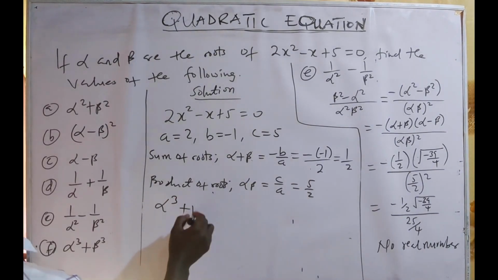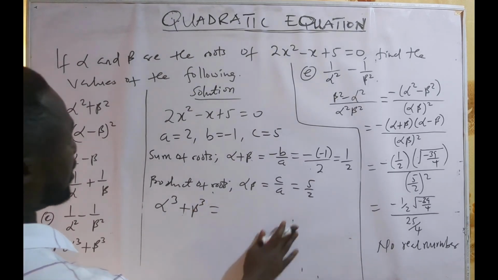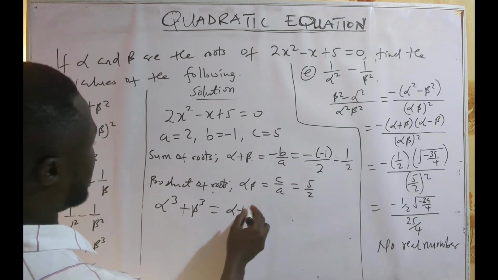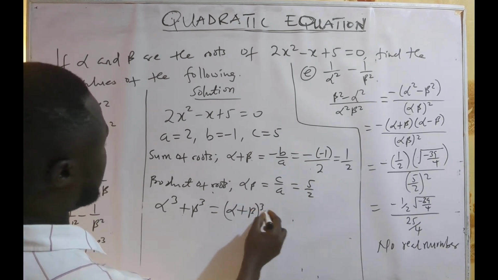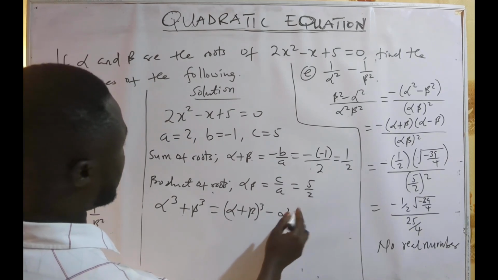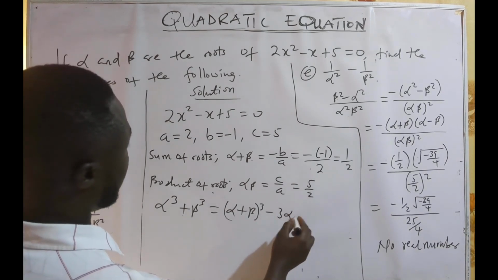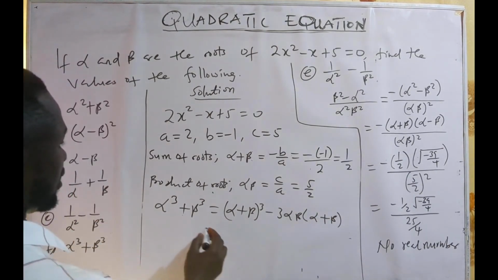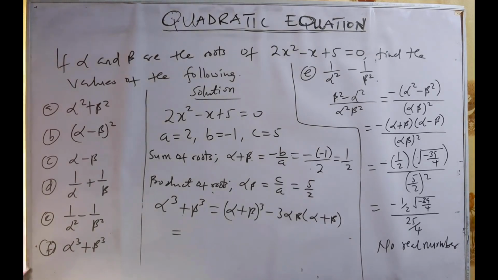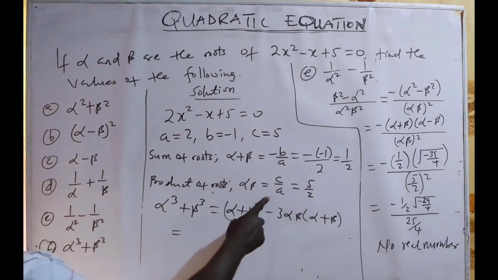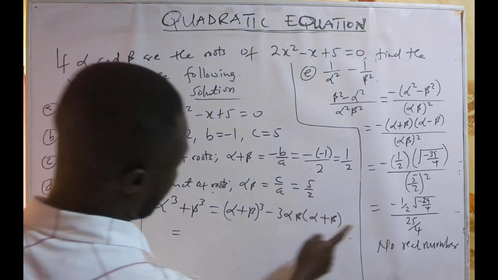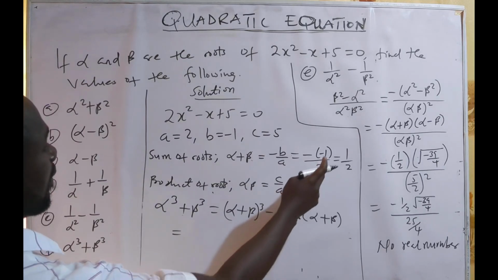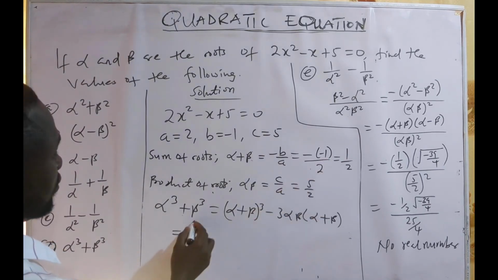Alpha cubed plus beta cubed. I think we had what? Alpha plus beta all cubed minus 3 alpha beta, alpha plus beta. So I think this is alpha plus beta. Okay, alpha plus beta all cubed minus 3 alpha beta, then alpha plus beta. Okay, so what is alpha plus beta? That is 1 over 2.